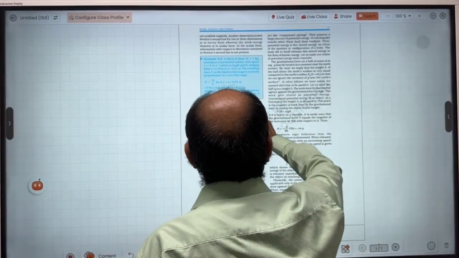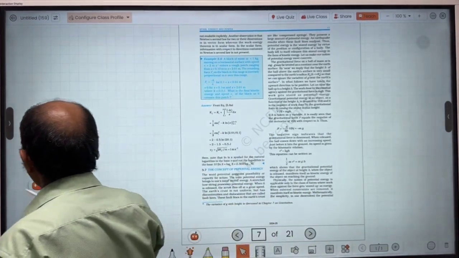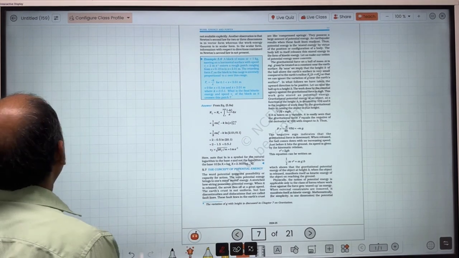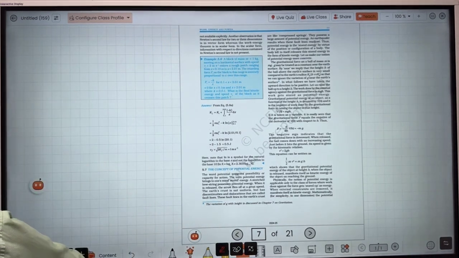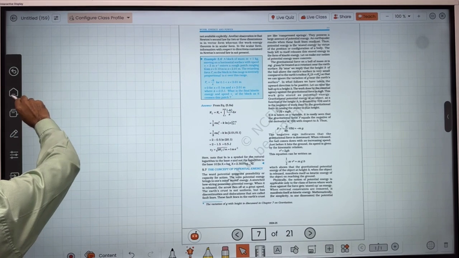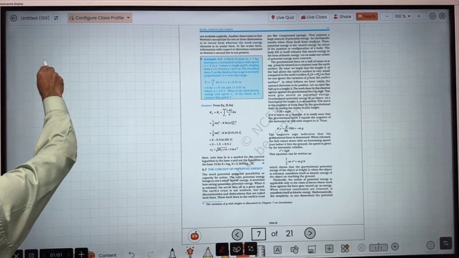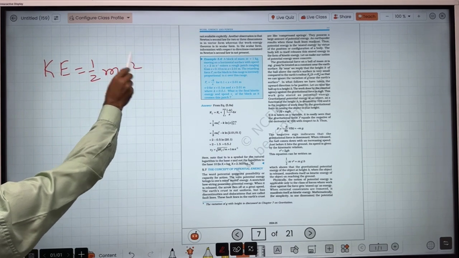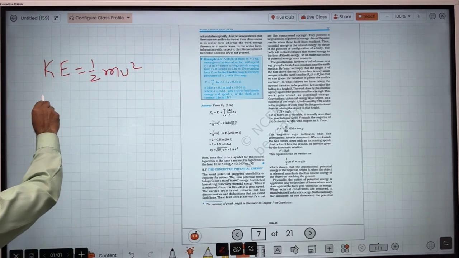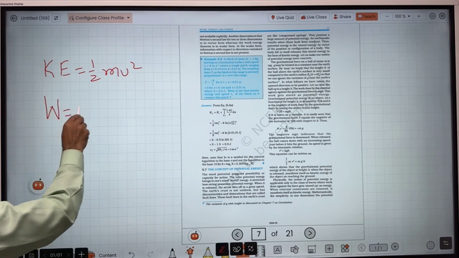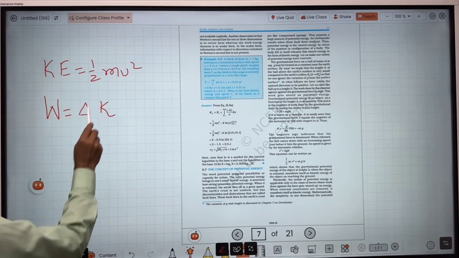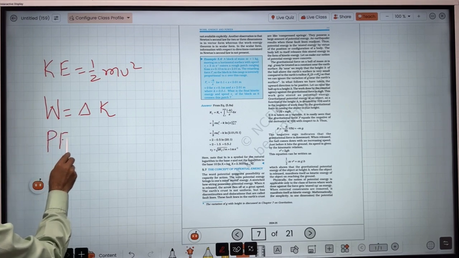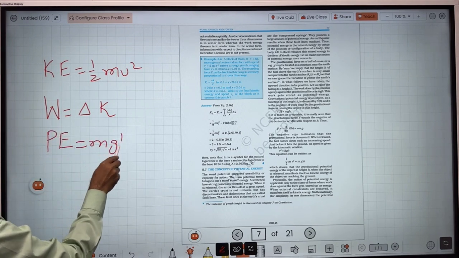Today we are going to continue with the concept of potential energy, physics of class 11, chapter number 5. So we have already studied that kinetic energy is given by half mv square, and the work energy theorem says work done equals change in kinetic energy. Here we are going to study potential energy. So PE is given by mgh.